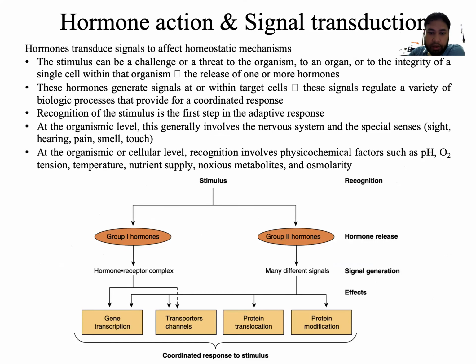For stimulus 1 and 2, I think this is similar to what has been mentioned previously. But if you look at the recognition, that's the stimulus, the external stimulus, where the first messengers are being released or occurring. After that, you can classify them based on these two groups of hormones, group 1 and group 2, where the hormones are being released.